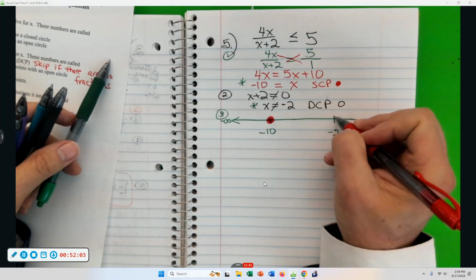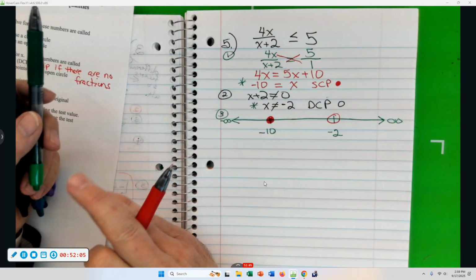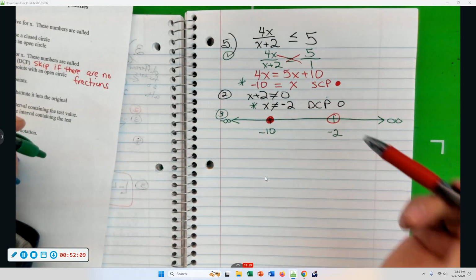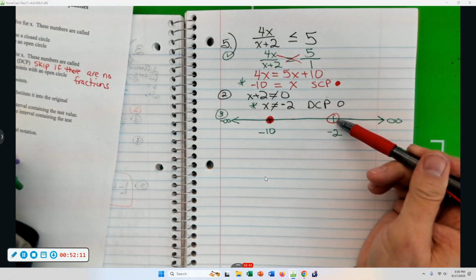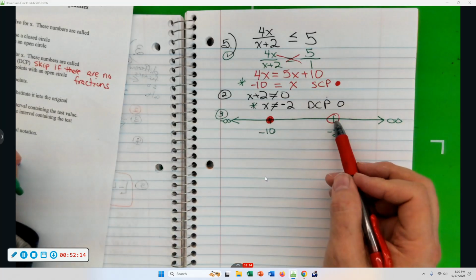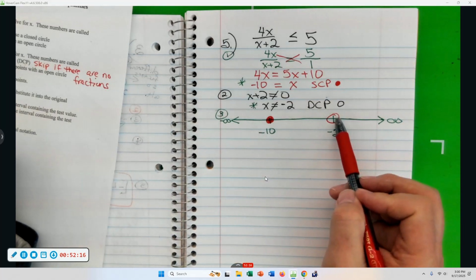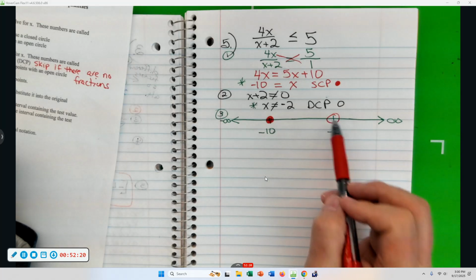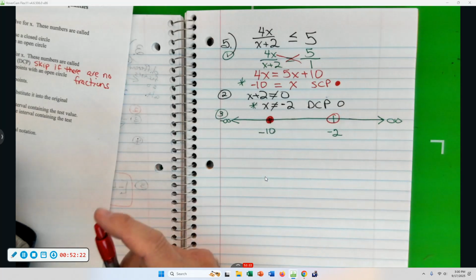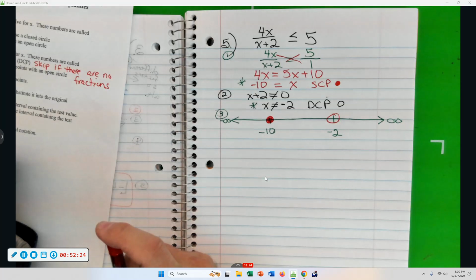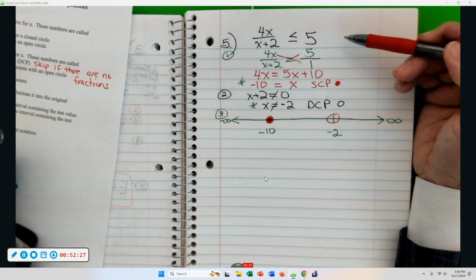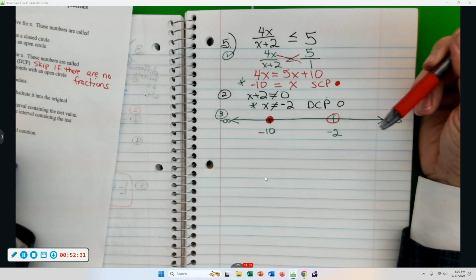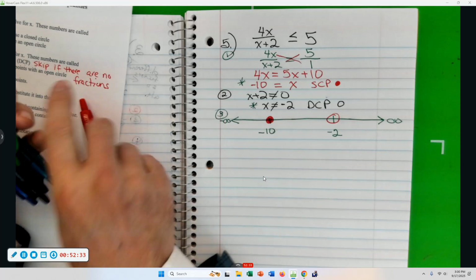The -2, how will we label it? Always open. It doesn't matter what the original inequality says, denominator cut points are never included in the interval. That's why we have an open circle there. Numbers to the left of -2 or to the right of -2 are there, but -2 itself, you are not going to include that. There were no repeated factors, so it's going to alternate. Well, what's my favorite number to test?